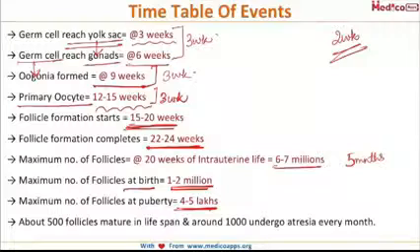And what is the rate of this degeneration? Every month, around 1000 of these follicles are degenerated. So with this, we come to an end of oogenesis.